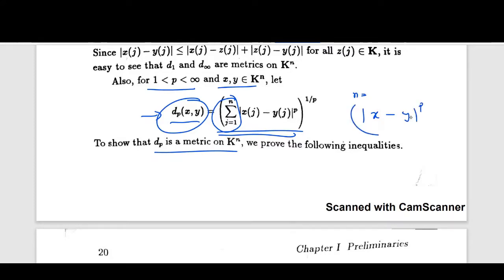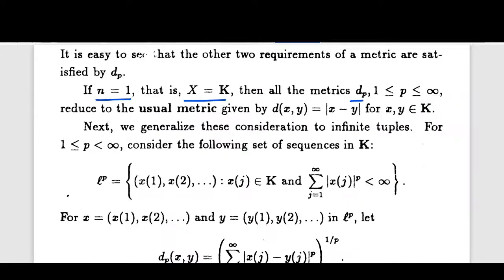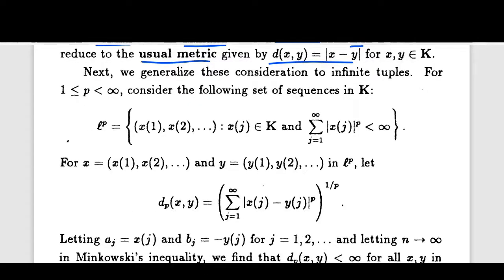So this is (|x − y|^p)^(1/p), which is actually |x − y|. So this is our usual metric. So if n equals 1, then all metrics d_p, for 1 ≤ p ≤ ∞, reduce to the usual metric given by d(x, y) = |x − y| for x, y belonging to K. Now we generalize this consideration.